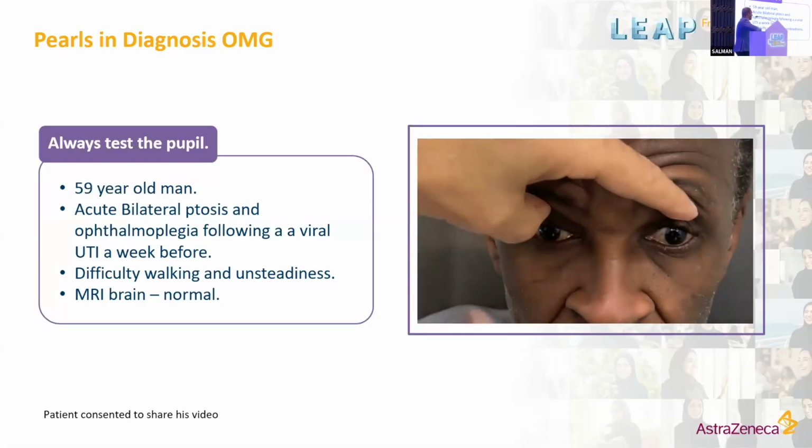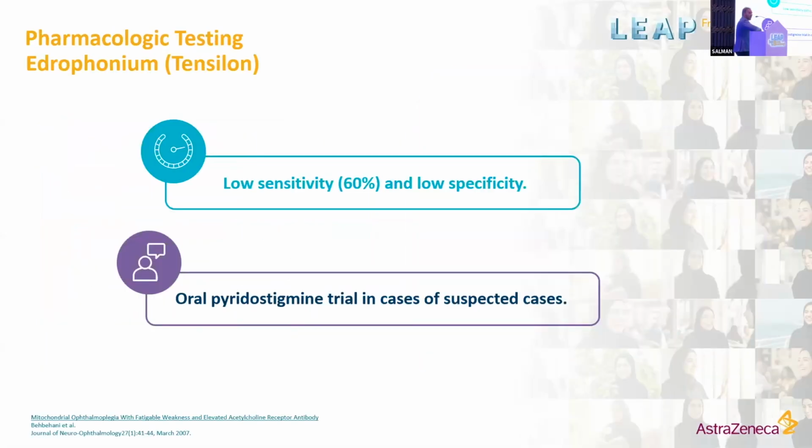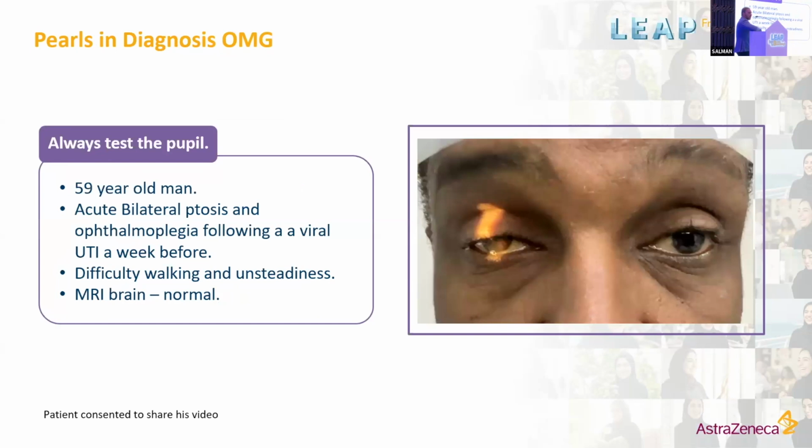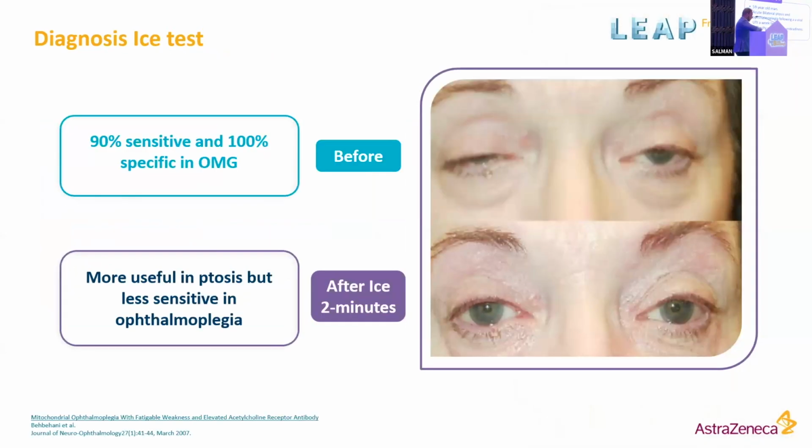So this patient, sorry, can you go back a couple of slides? Or one slide? More? So this patient had Miller Fisher syndrome, which is classically known to affect the pupil, and he has ophthalmoplegia and ptosis.